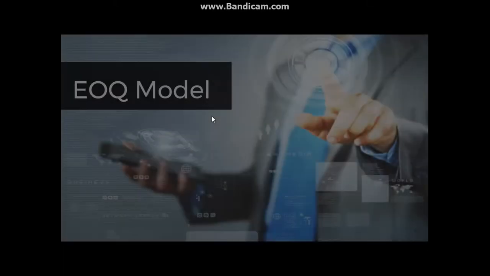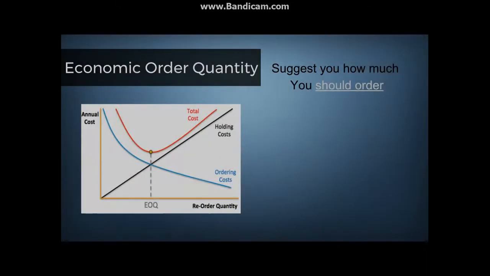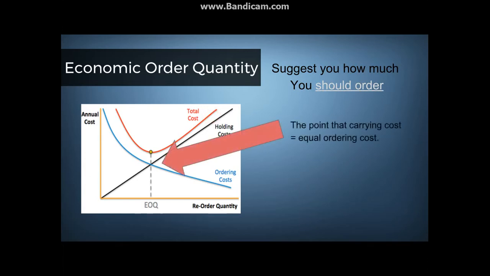Last thing is about the EOQ model. But hey, what does EOQ mean? EOQ is the economic order quantity. This will suggest how much you need to order. So you should order at the point where the carrying cost is equal to the ordering cost. But why does it have to be this point? The reason is that this point will result in the lowest total cost.